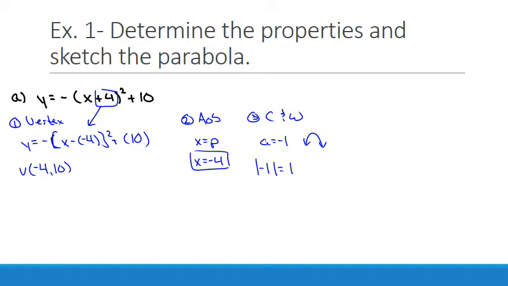Let's make our ones like this. If it's positive 1, that means it has a regular or normal width to it. So we know it's going to be concave down, and then normal width.